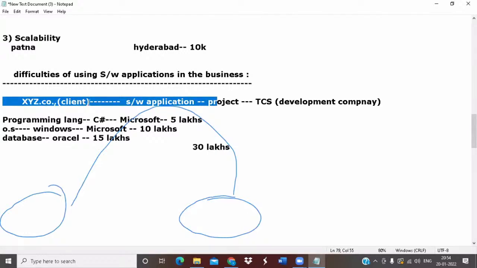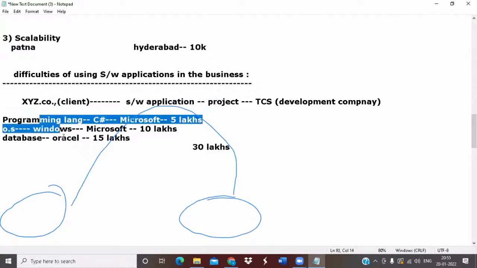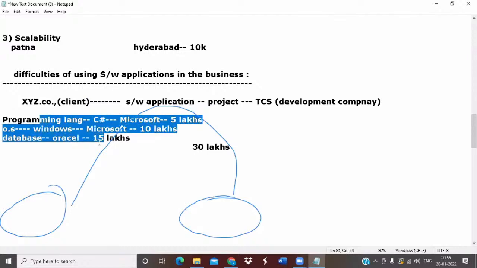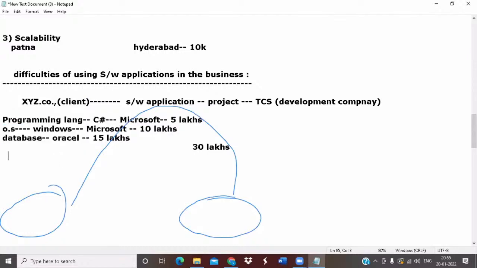Yes. Okay. And tomorrow, this client is also going to use this application or not? If the client wants to use this application, does the client also need to purchase all these three products or not? Now tell me, in this example, how much does the client also need to invest?